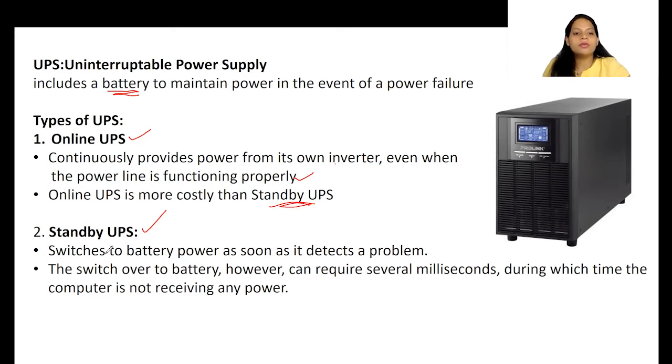What is a standby UPS now? It switches to battery power as soon as it detects a problem. So as soon as the power is switched off or when power goes, this UPS starts working. Before that, when there is power, the standby UPS will not supply the power. Whereas your online UPS, even if there is power or no power, will be giving power supply to your computer. But standby, if there is power, it will stand by and not work. As soon as the power goes, it will start giving power supply.